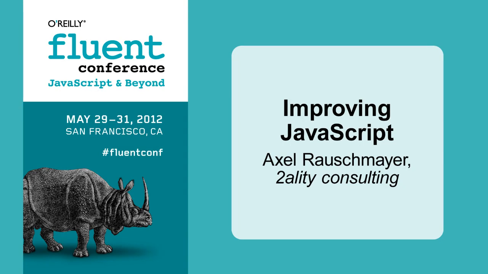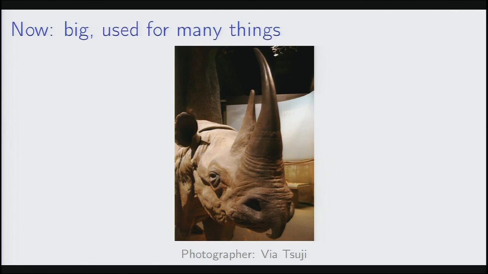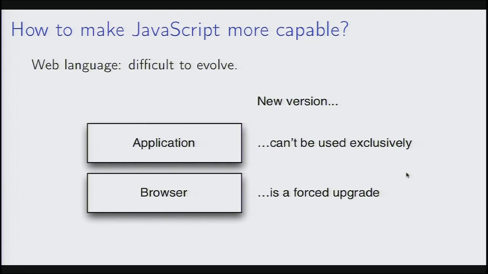In the beginning, JavaScript was small. It wasn't used for much. But by now, it's become big. It's used for many things. Unfortunately, it's not equally good at all of those things. So you have to ask the question, how can we make it more capable?